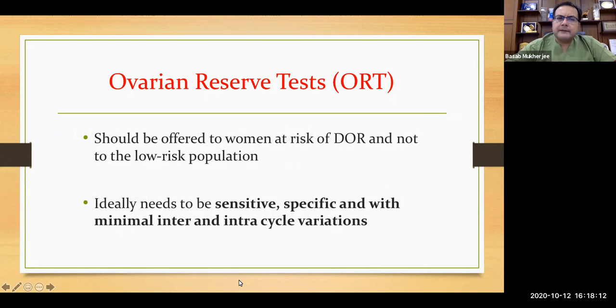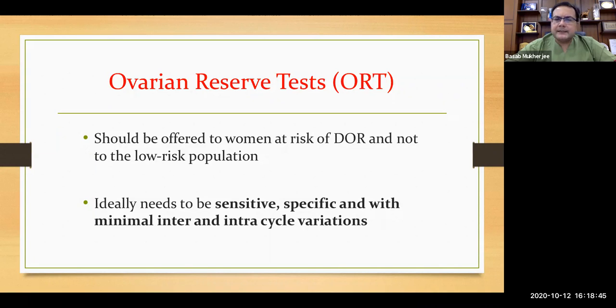Ovarian reserve tests should ideally be offered to women at risk of diminished ovarian reserve, and not to the low risk population. Any woman who's walking into your clinic, if she's 18, 19, 21, 25, with regular cycles, you really don't need to do an ovarian reserve test. It would possibly be reserved for people above 30, above 35, with difficulty conceiving or irregular cycles. You have problems understanding what may be wrong, and then you would like to have an idea about the ovarian reserve. That would possibly make more sense.